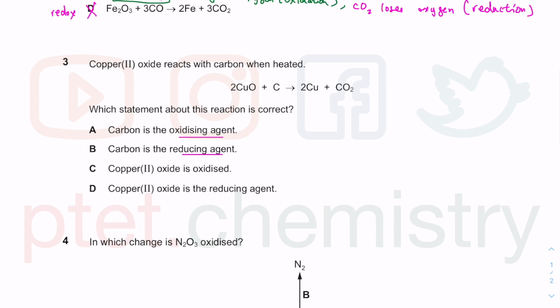Going back to this question 3, we see this CuO. This is copper(II) oxide. You get Cu2+ based on the name, and O2-.